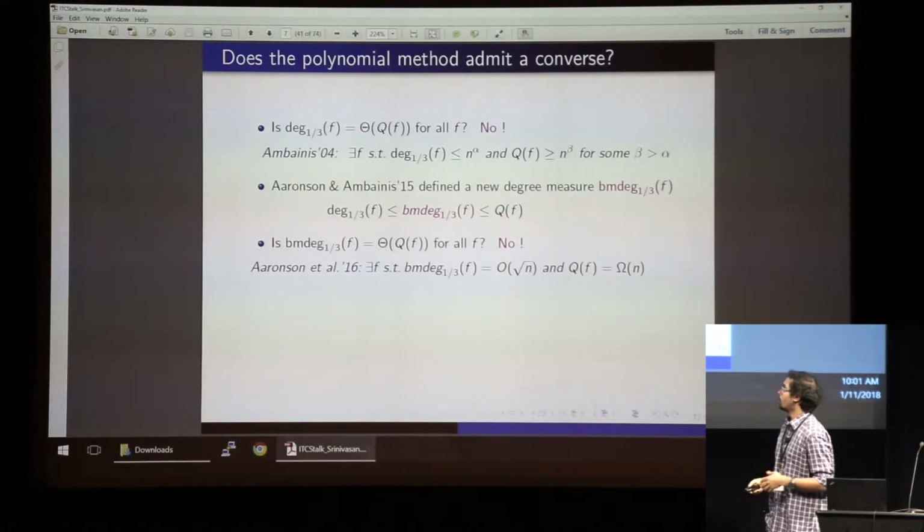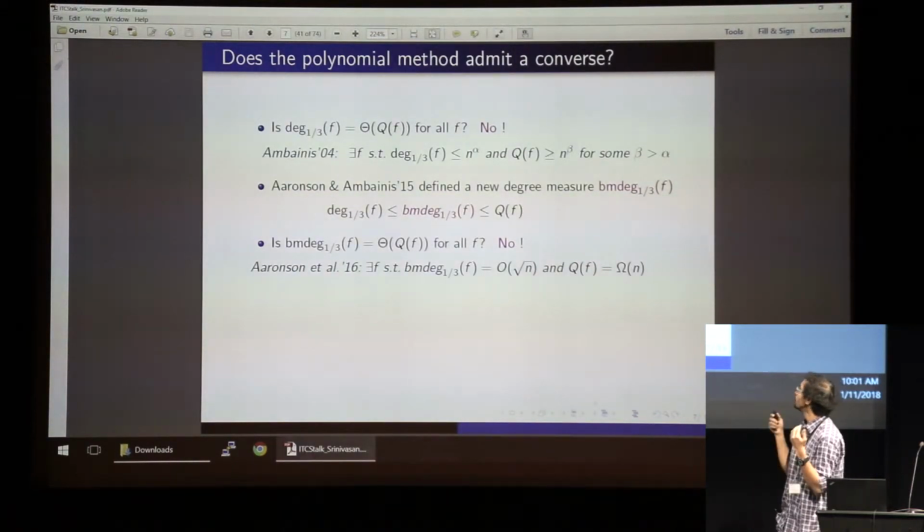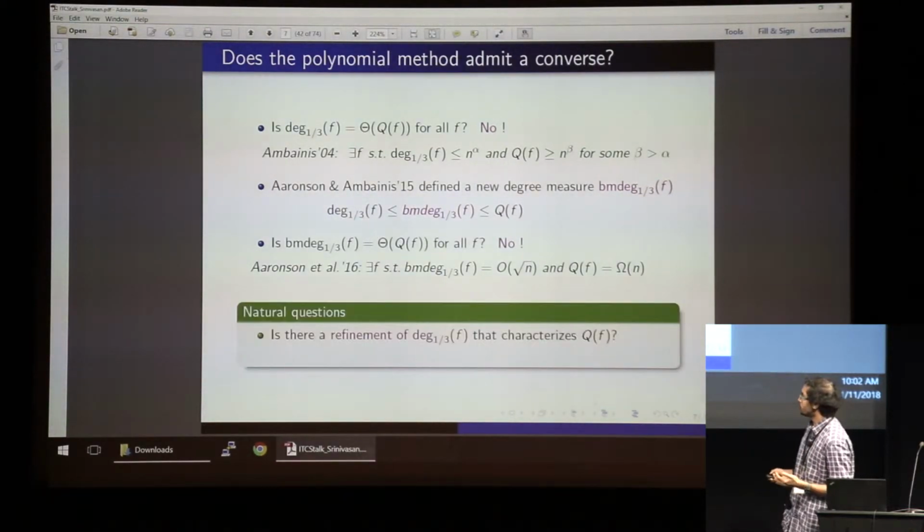In a subsequent paper, Aaronson et al. showed a specific Boolean function for which there's a polynomial separation, a quadratic separation even, between block multilinear degree and quantum query complexity. And so there are two natural questions to ask.